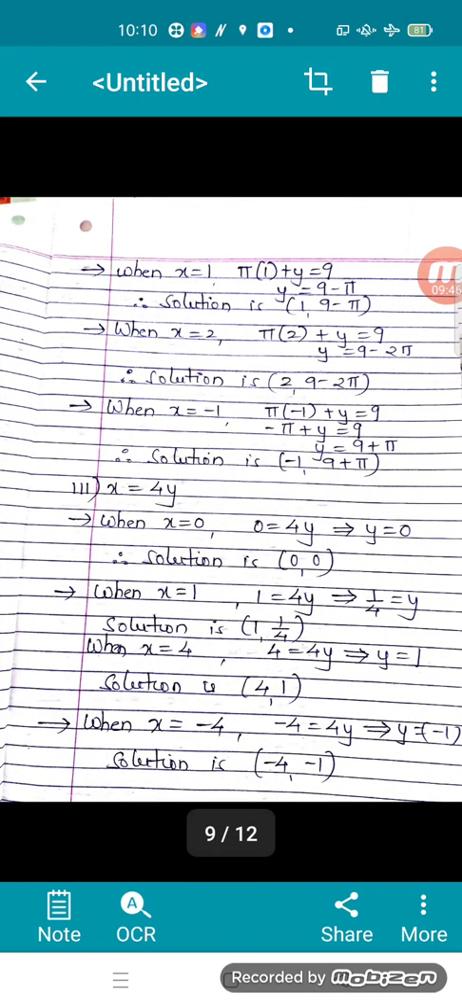Next page. x equal to 1. Pi into 1 plus y is equal to 9. So y will be 9 minus pi. So the solution is 1, 9 minus pi. x equal to 2 and put x equal to minus 1.